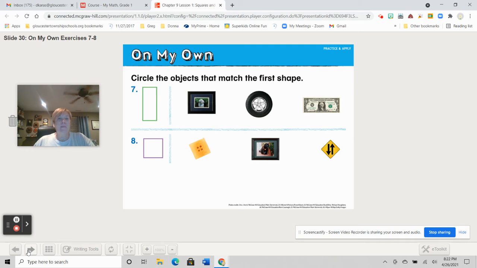Circle the objects that match the first shape. Now, when they say that, it doesn't mean it has to be up and down, okay? It could be sideways, it could be angled a little bit, but what they're talking about is that this one has opposite sides that are equal in length, okay? So that's what you have to do for this one. And number 8, you have to make sure they have 4 equal sides, okay? So pause, circle the ones that match the first shape.